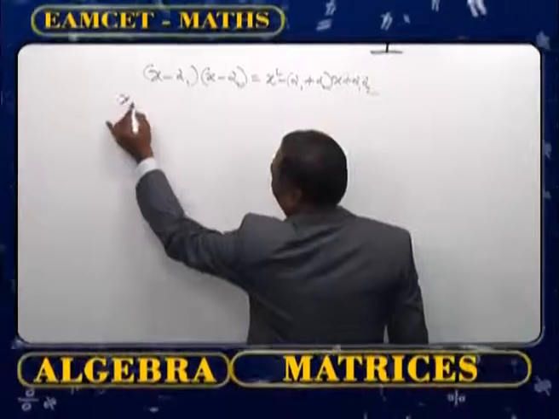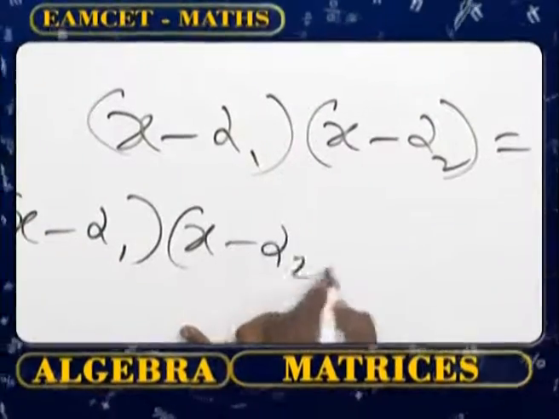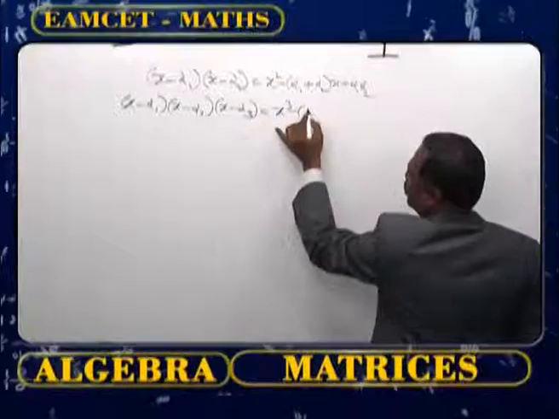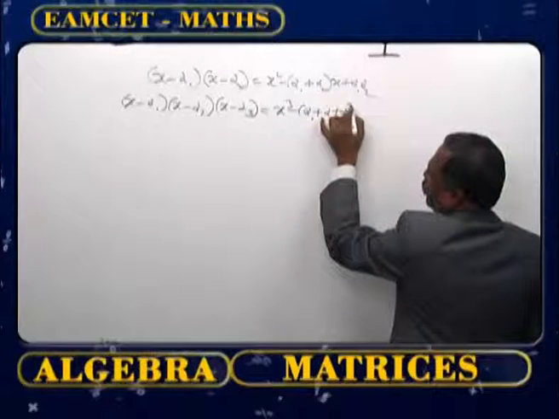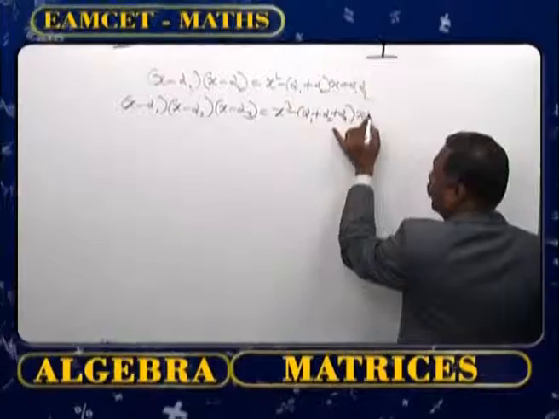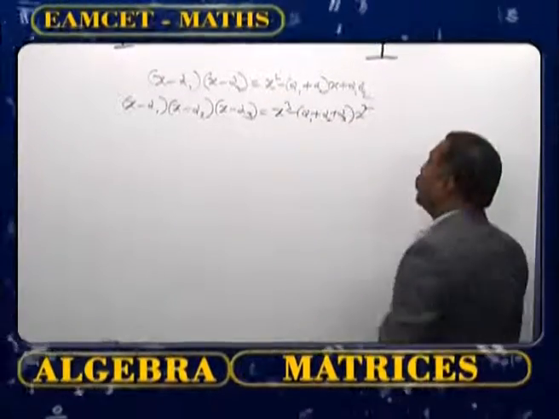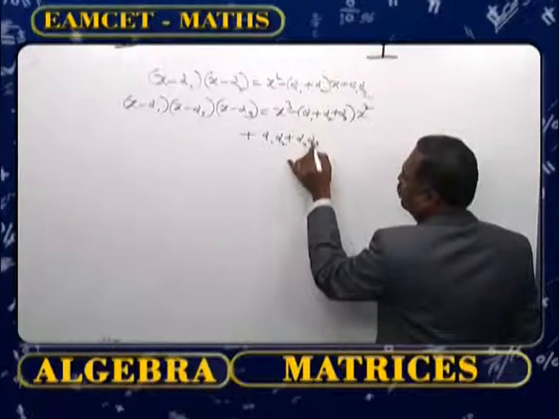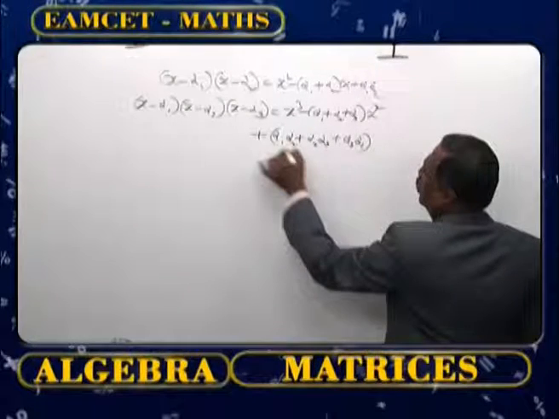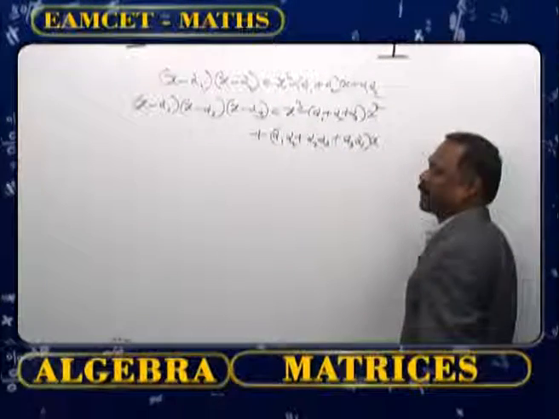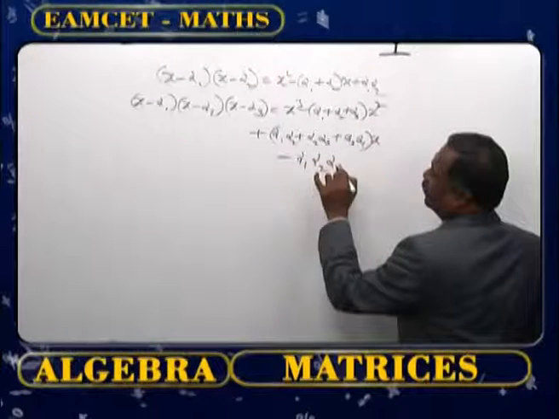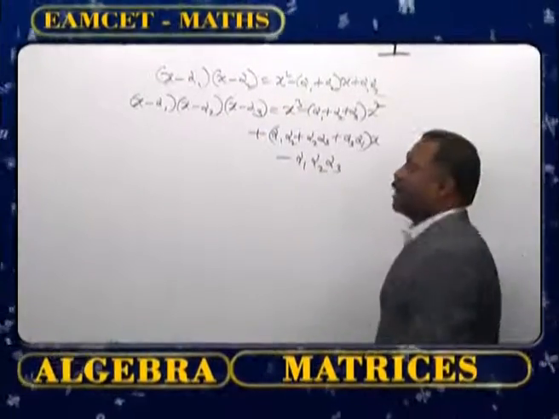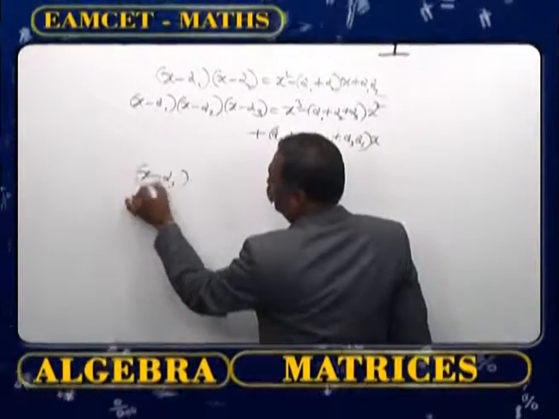And similarly, if you take x minus alpha 1 into x minus alpha 2 into x minus alpha 3, it will be x cube minus the sum of the roots into the degree less than that, x square, plus taken two at a time, alpha 1 alpha 2 plus alpha 2 alpha 3 plus alpha 3 alpha 1 into one degree less than this, x, minus the product of the roots alpha 1 alpha 2 alpha 3. So when you want to multiply three factors like this, you can straight away write the step like this. And similarly, I'll make you understand for 4 and then we'll proceed to the problems.